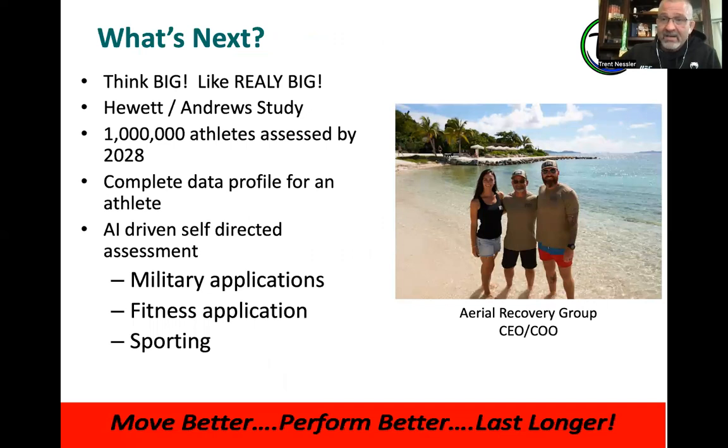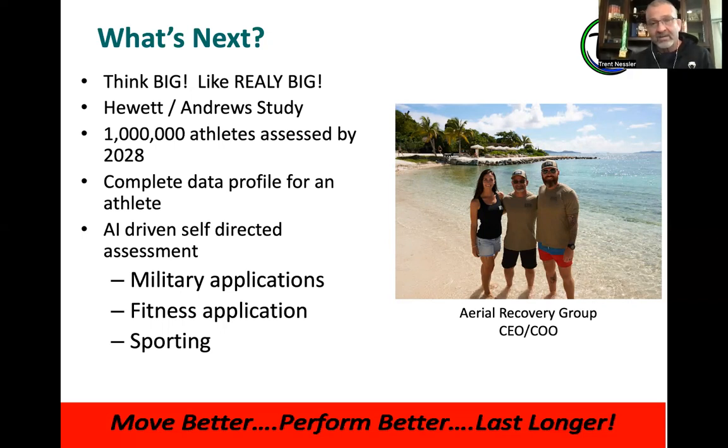So what's next for me? What's next for data? What's next for the AMI? Really think big, like really big. My goal is not to implement this in the US. I want to have a global impact on ACL injuries. And the first and foremost way that you do that is through technology, and through data. So we've launched the Andrews and Hewitt study. That's going to be a huge stepping stone.